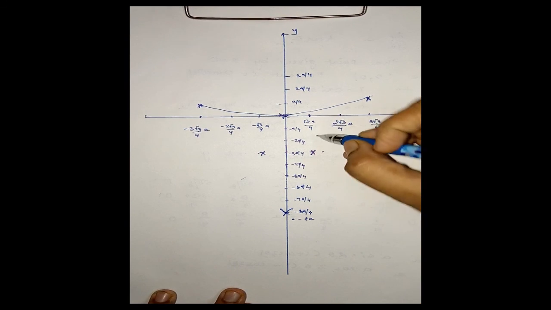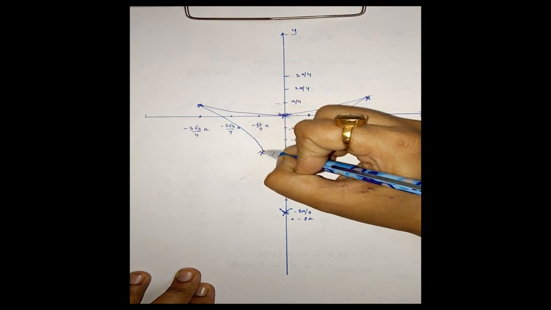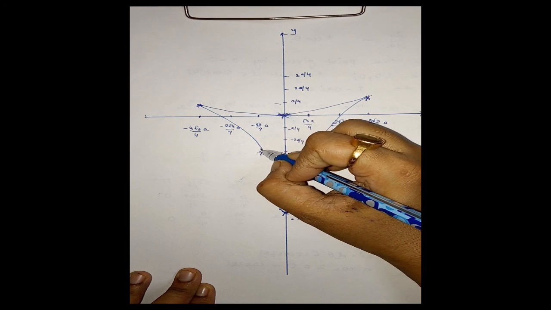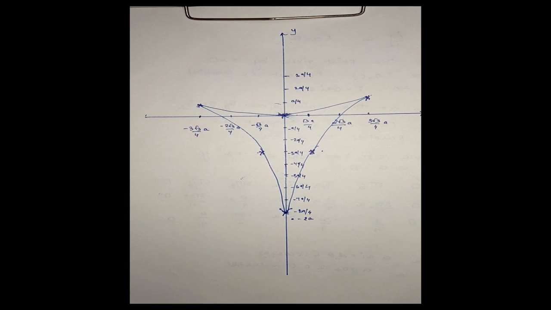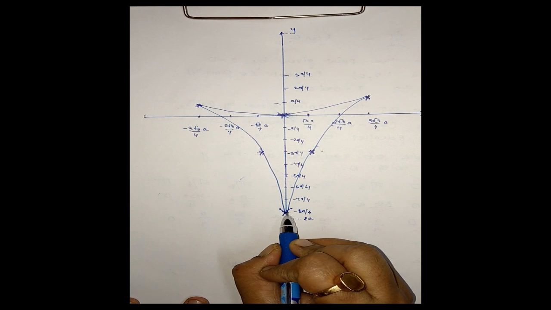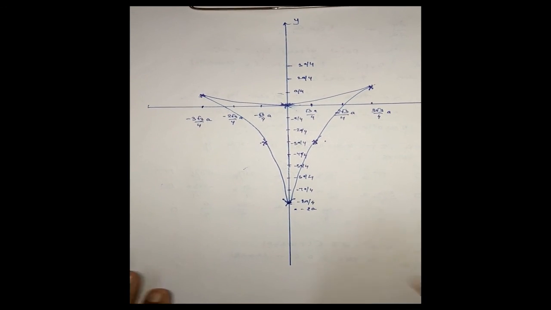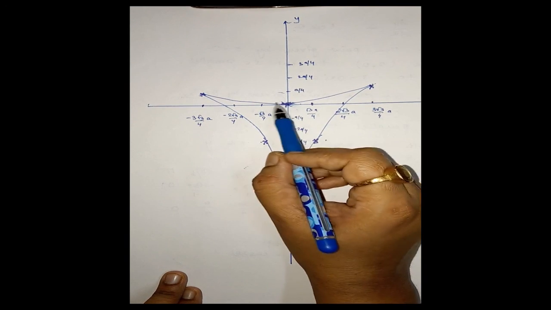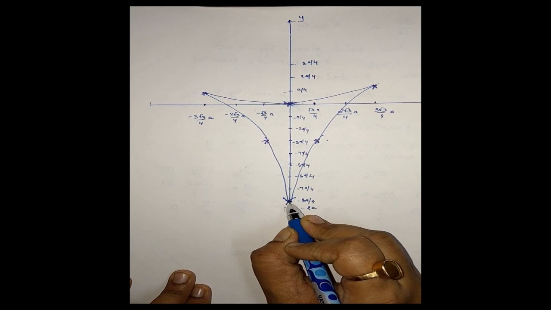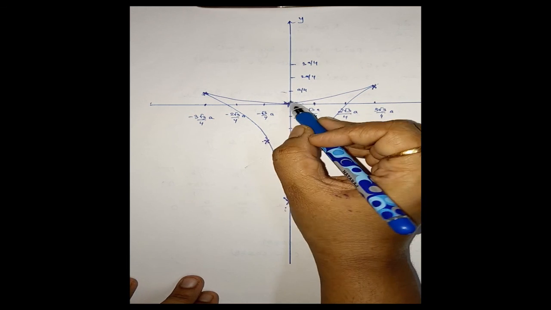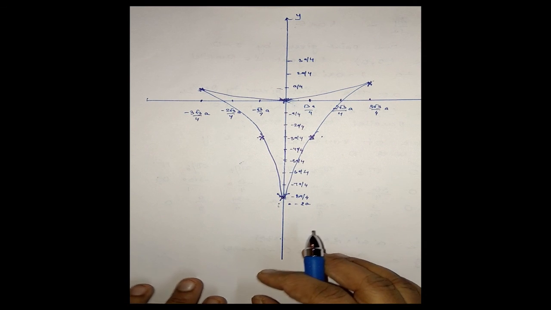Now joining these two points, the shape is like this. At this point the tangent is parallel to the y-axis, and at this point the tangent is the x-axis. Now the graph is like this. This is the tangent at the y-axis, and the tangent at the x-axis. This is how we have to trace the curve.